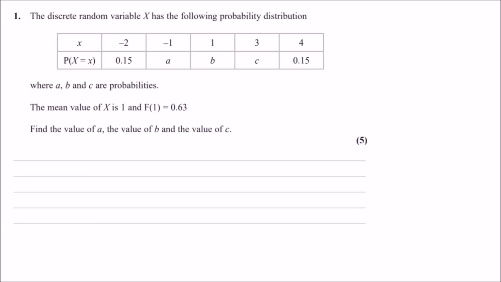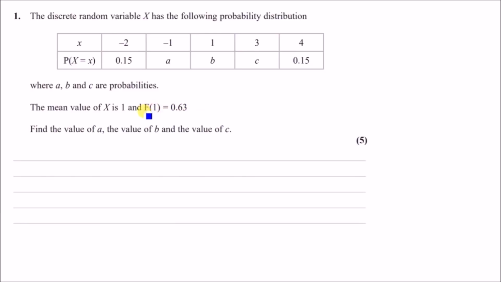Alright, number one. The discrete random variable x has the following probability distribution. We're given a bunch of values for x, and each of these x has the following probabilities. Now the mean value of x is 1, and it tells us that F(1) equals 0.63.